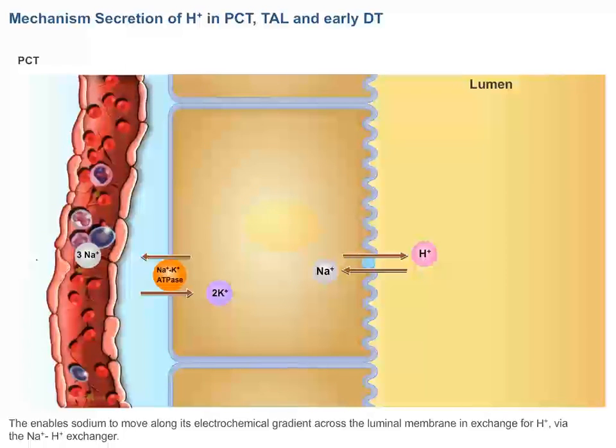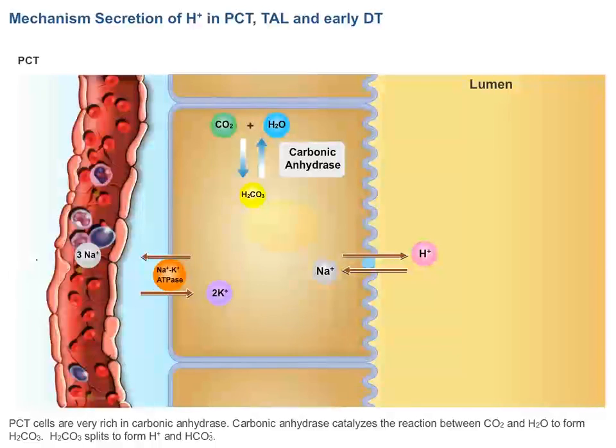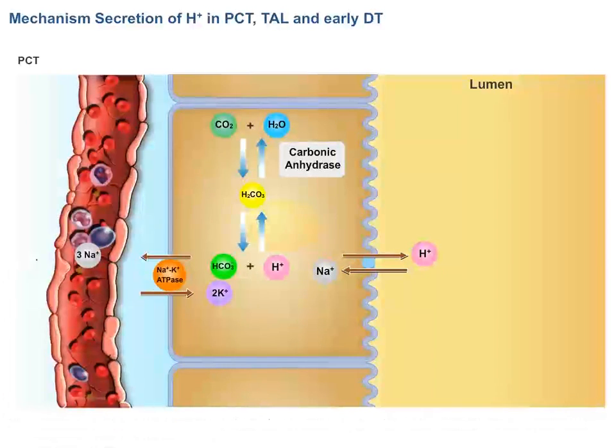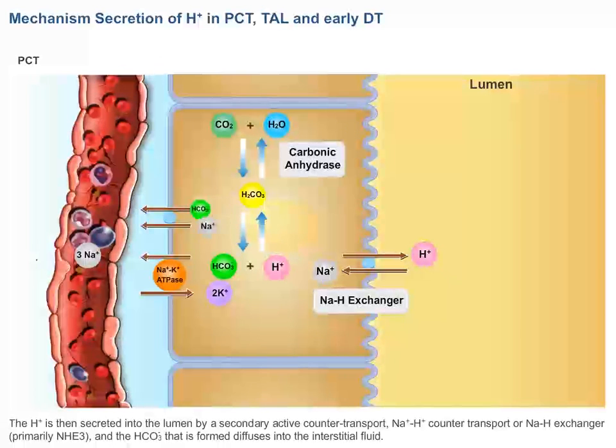Proximal convoluted tubule cells are very rich in carbonic anhydrase. Carbonic anhydrase catalyzes the reaction between carbon dioxide and water to form carbonic acid. Carbonic acid splits to form H+ and bicarbonate. The H+ is then secreted into the lumen by a secondary active countertransport, sodium H+ countertransport or NaH exchanger, primarily NHE3, and the bicarbonate that is formed diffuses into the interstitial fluid.